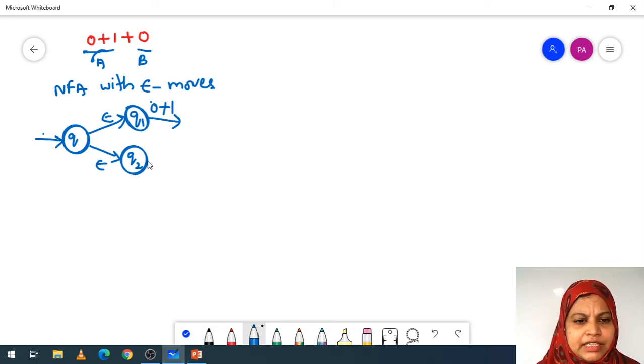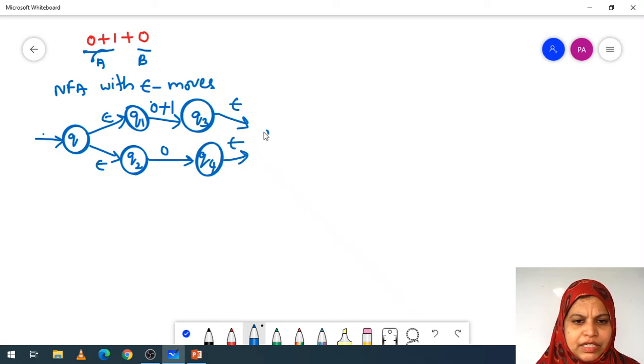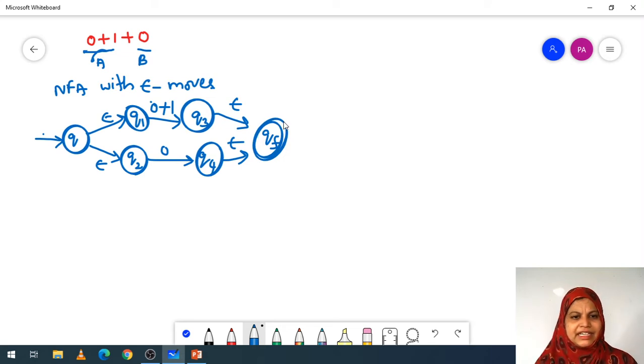Here, I am dividing this string into two parts now. One is 0 plus 1, next is 0. So, this is Q3, this is Q4, epsilon, QF the final state, right? Here, Q naught, epsilon, Q1, 0 plus 1, Q3, 0, Q4, epsilon, epsilon, right?